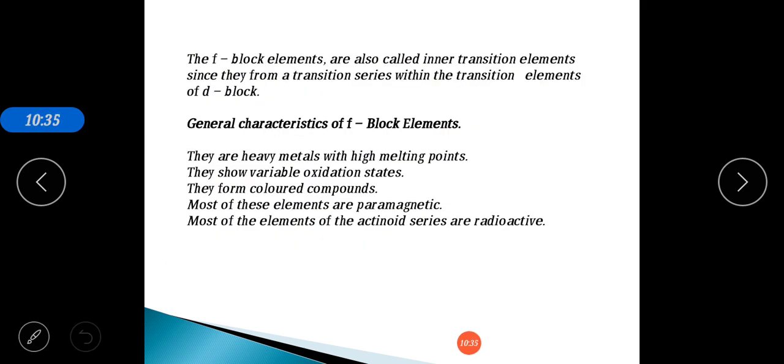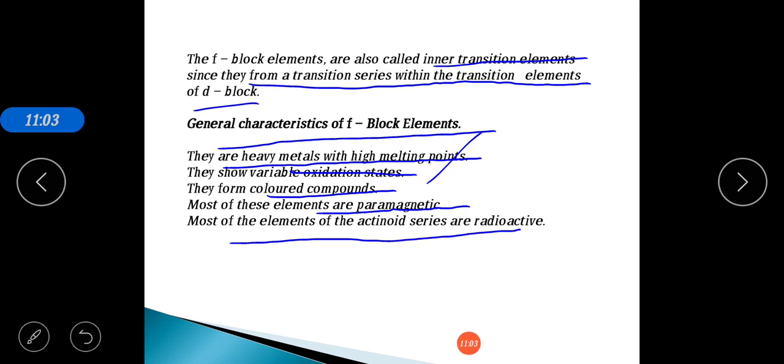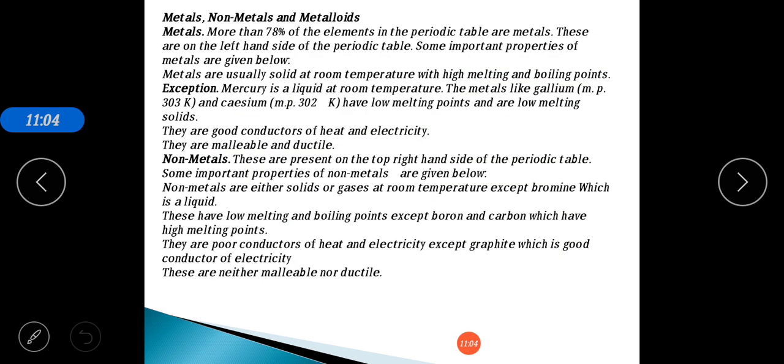The f block elements are called inner transition elements since they form a transition series within the transition elements of d block. General characteristics of f block elements: they are heavy metals with high melting points. They show variable oxidation states. They form colored compounds. Most of these elements are paramagnetic. Most of the elements of the actinoid series are radioactive.